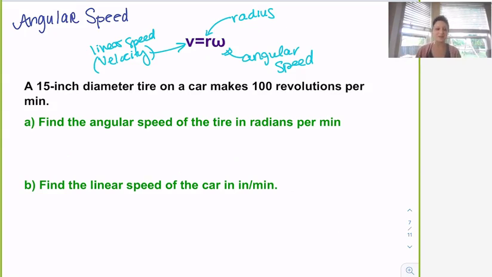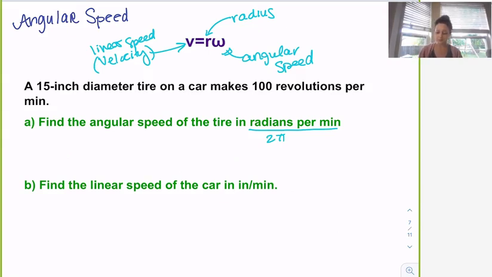Okay, so let's try this problem together. It says a 15-inch diameter tire on a car makes 100 revolutions per minute. So first it says find the angular speed of the tire in radians per minute. Okay, so let's pause here. First of all, how many radians in a full rotation do we think? Remember, there's 2 pi radians in a full rotation.